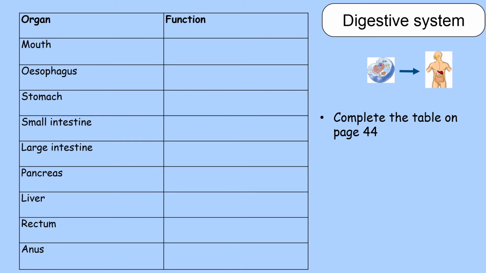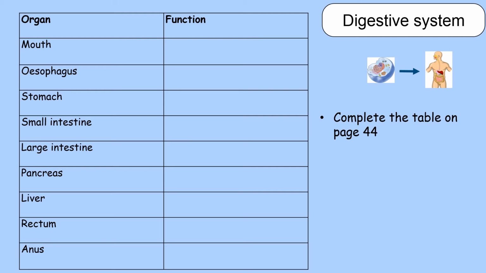So here is a table, and this table shows all the organs that are found in the digestive system. Everything that I've just talked through on that previous diagram, we're going to fill in this table, and you'll find this table on page 44 of your booklet. So we're going to work through it from the top, and if you can fill this in as I talk through it. If you haven't got a physical copy of the booklet, perhaps you just want to write it down on a piece of paper and then transfer it at a later date.